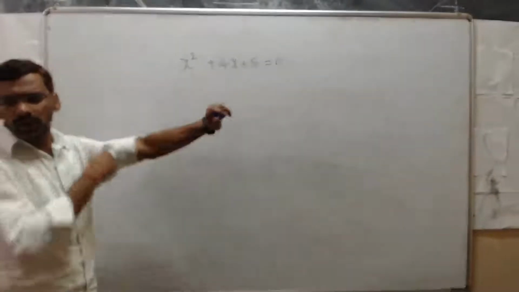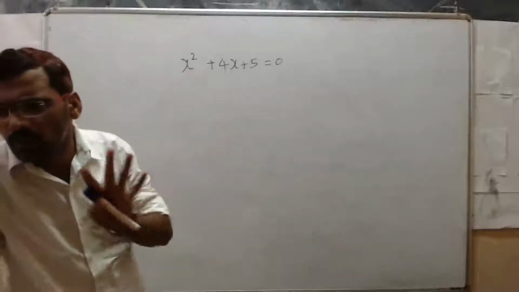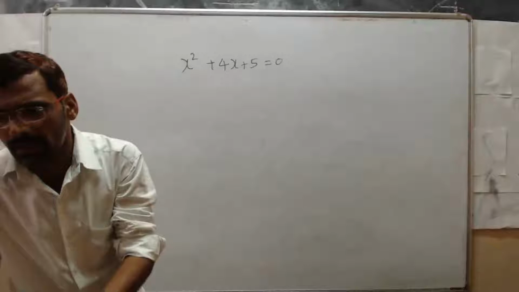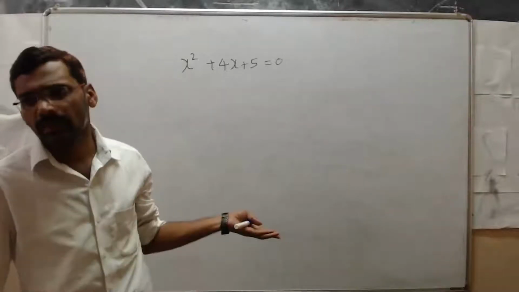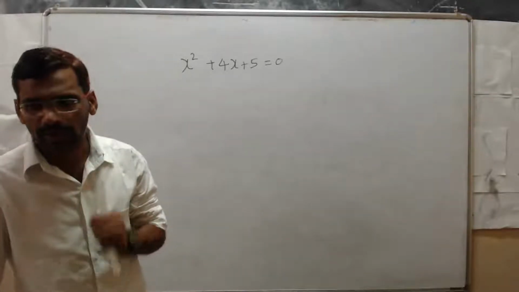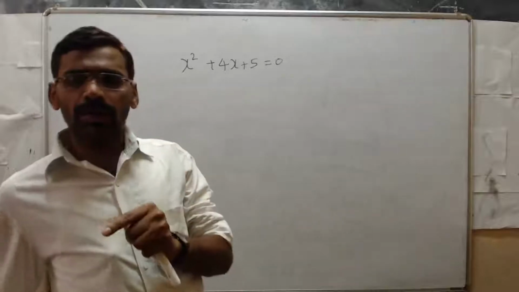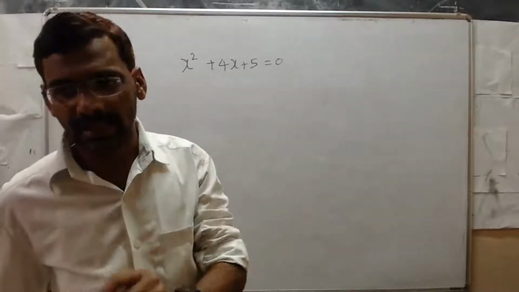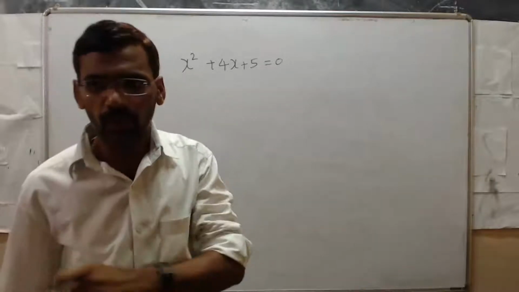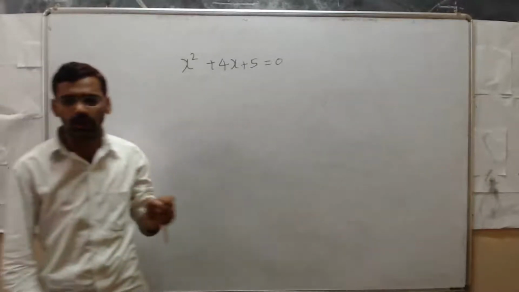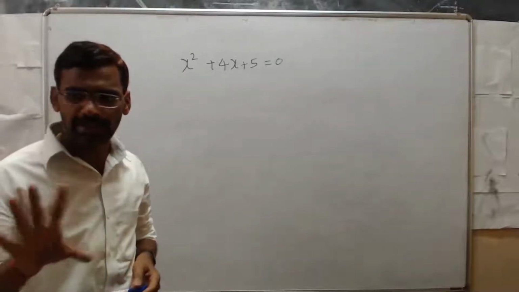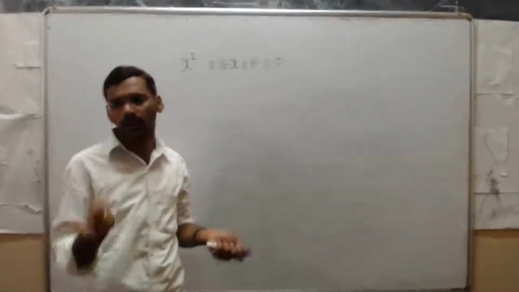Again, first we have to decide whether this quadratic equation has roots or not. If roots exist, then we have to find roots. If the roots do not exist, there is no need to find roots. So how can we decide? If the value of b square minus 4ac is positive or equal to 0, then roots exist. If b square minus 4ac is negative, what does it indicate? Roots do not exist. Then there is no need to find roots.